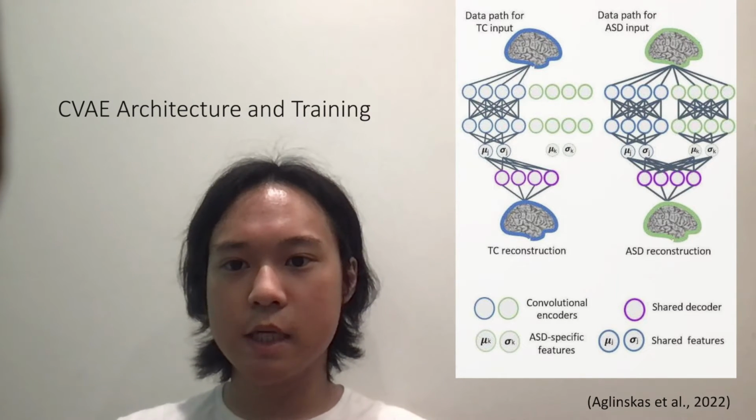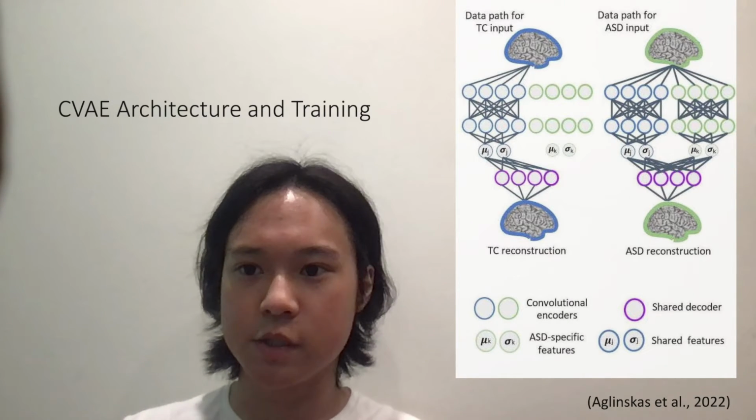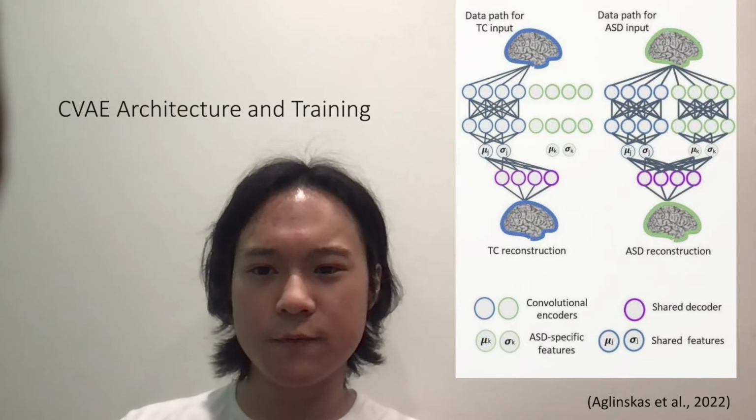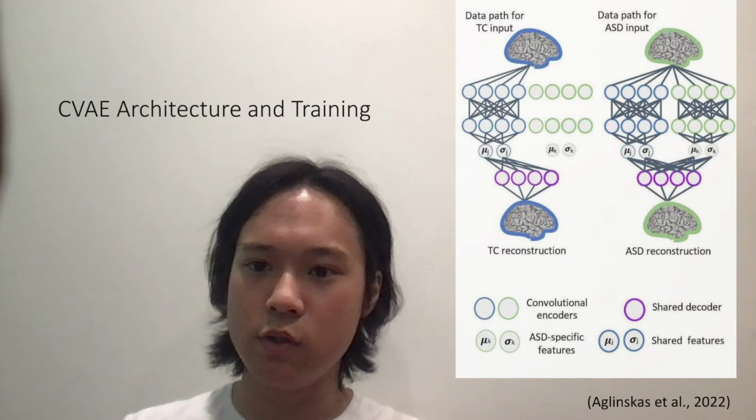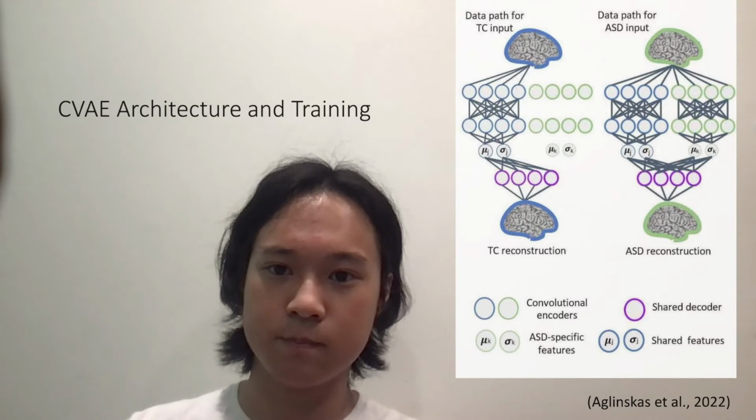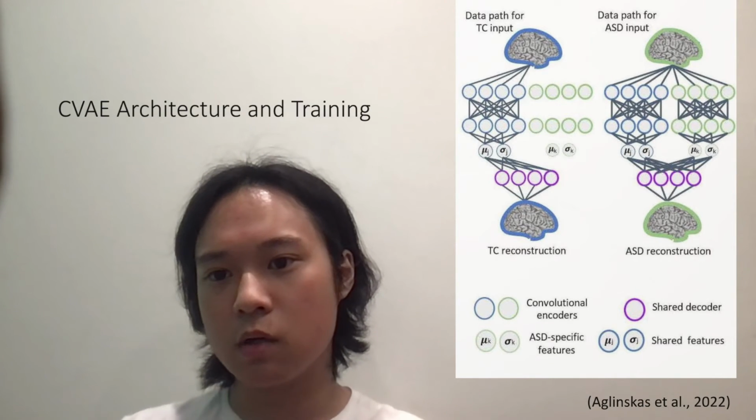Hello everyone, and today we're talking about a latest paper published in Science. The title of this article is Contrastive Machine Learning Reveals the Structure of Neuroanatomical Variation Within Autism. Let's jump straight into the article.